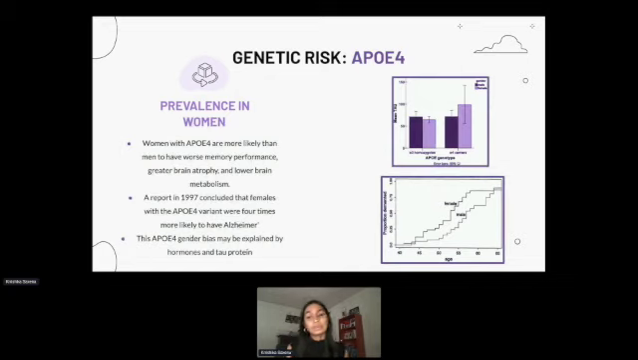Women are more affected by ApoE4 than men, which is kind of weird because men and women can both get ApoE4. They have equal chances. However, women tend to have worse memory performance, greater brain atrophy, and lower brain metabolism from this. And the ApoE gender bias may be explained by hormones and tau protein.